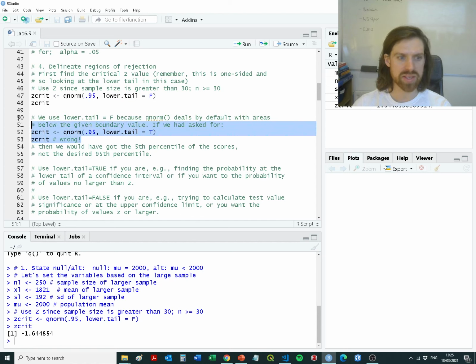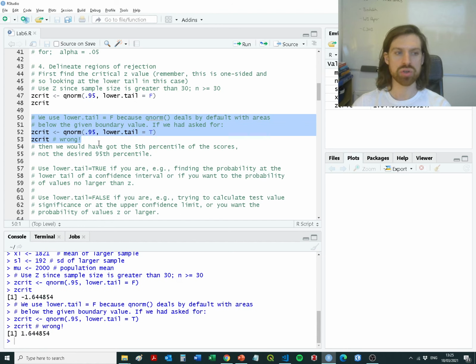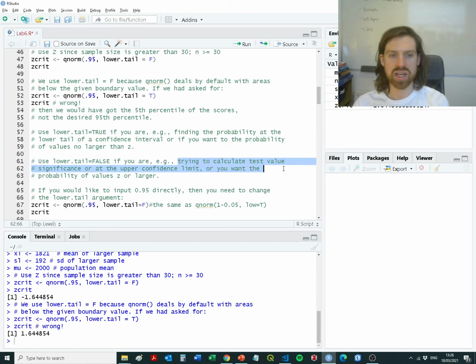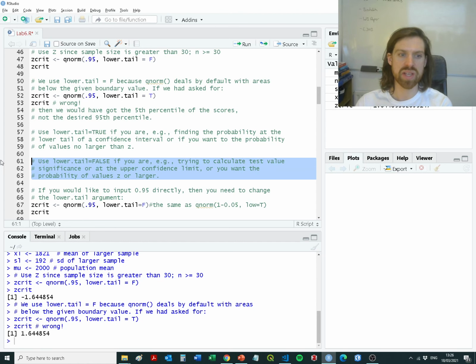If you place it here with the lower tail being true, then that would be wrong because essentially the 5th percentile of the scores would be in the top end of the distribution, okay? And we don't want that. We want to be in the very bottom part of the distribution. So if the lower tail is equal to true, then we're finding the probability at the lower tail of a confidence interval, or the probability of values no larger than Z. But if the lower tail is false, then you're trying to calculate the test value significance at the upper confidence limit, or the probability of values Z or larger, okay?